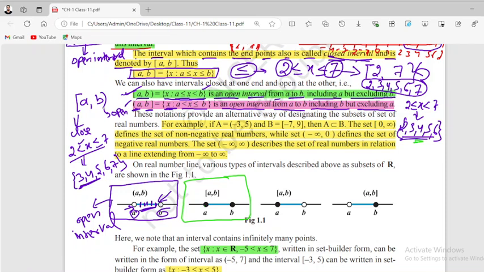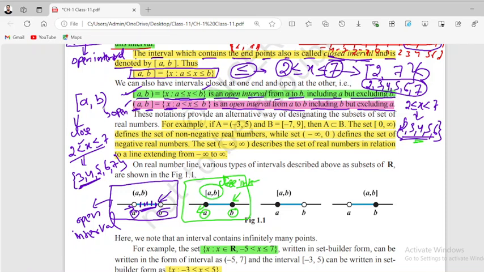Here, this black closed circle represents that this value is included in the interval, and this black circle represents that this value is also included in this interval. So basically this interval is called a closed interval. Closed interval. Okay. And we can represent it like that.